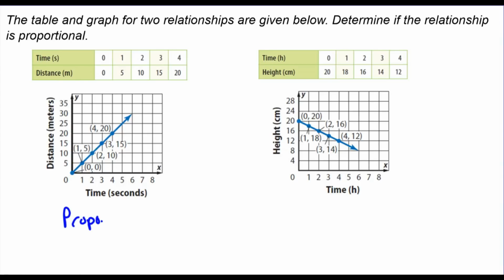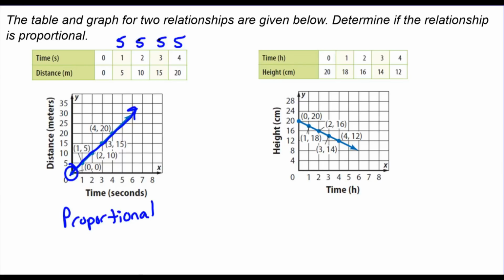This is a proportional relationship, because if you look at the graph, it goes through the origin and it is a straight line. And then we can back that up again in the table, and you can see that every time here we have a ratio of 5 meters per second. That's a constant rate or a constant ratio there, not including 0, 0, because 0 divided by 0 is undefined, so we won't look at that one.